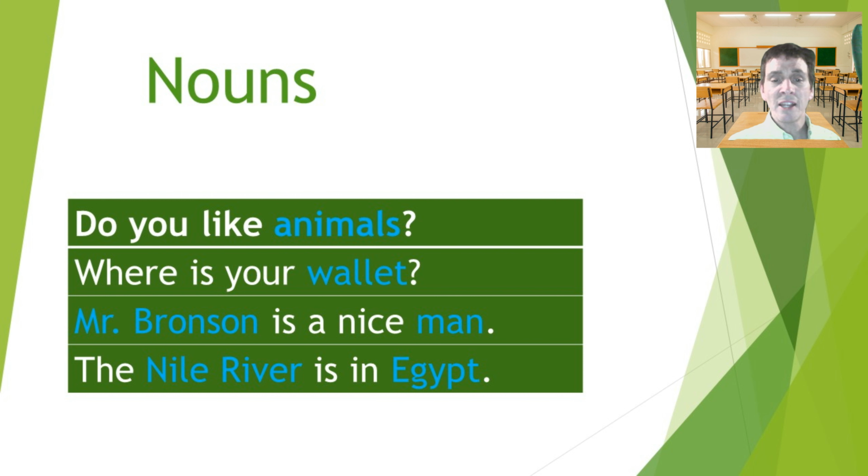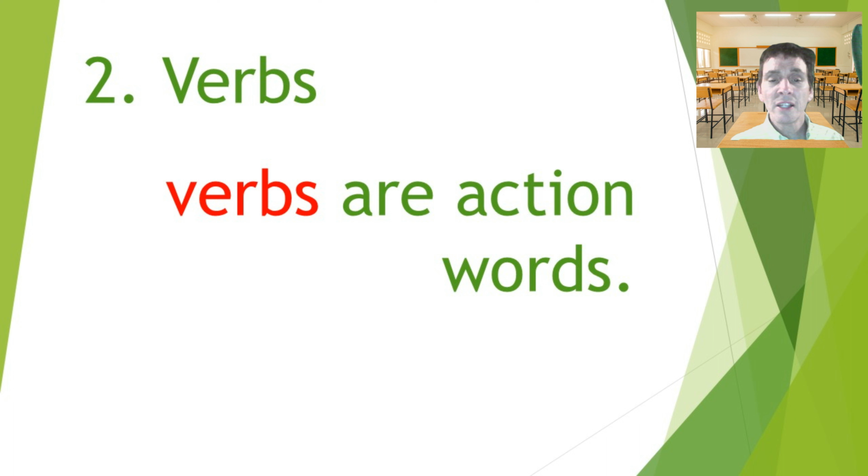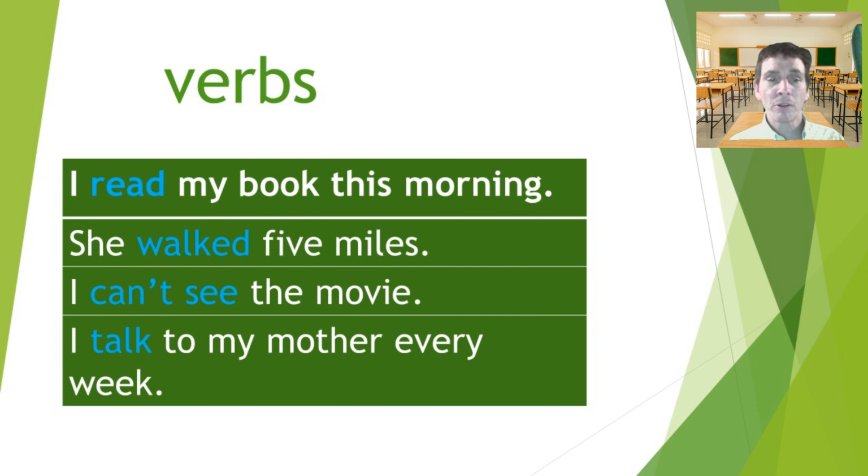Okay, next group are verbs. Now, verbs are action words, so they are words that show actions. Here are some examples. I read my book this morning. She walked 5 miles. I can't see the movie. I talk to my mother every week. So words such as read, walk, can, see, talk, these are all verbs because they show action.